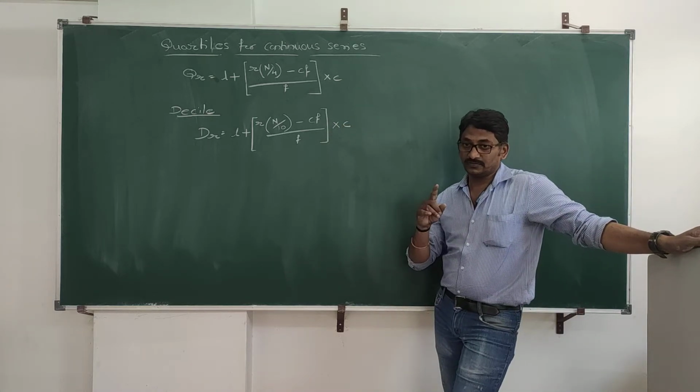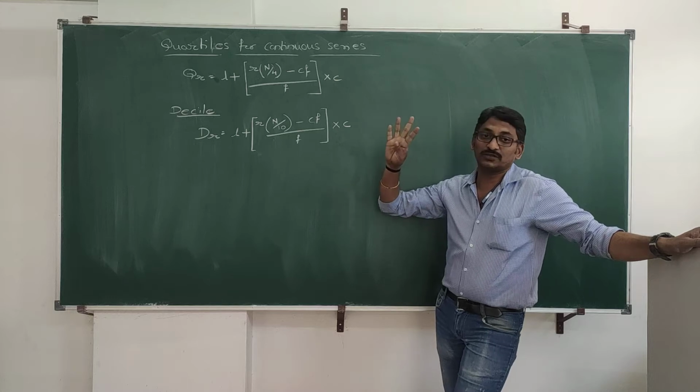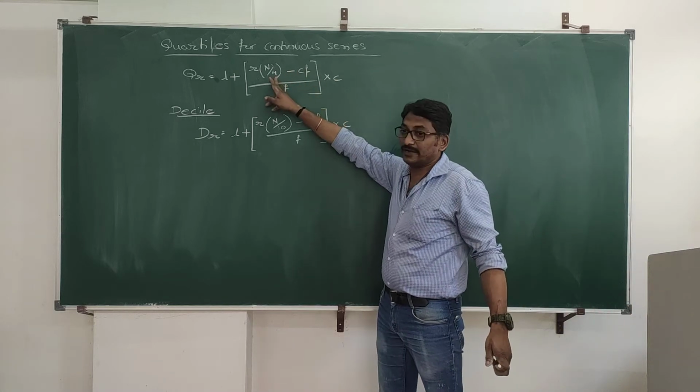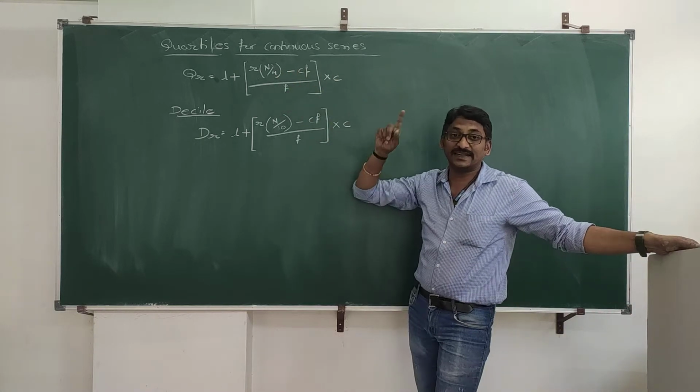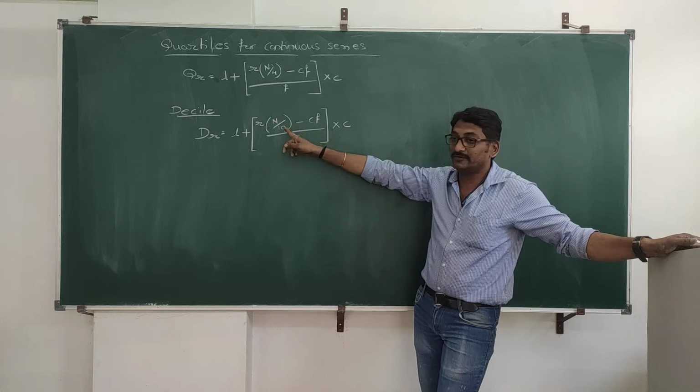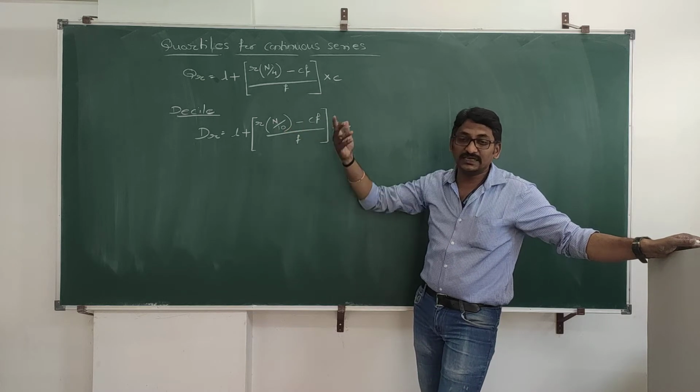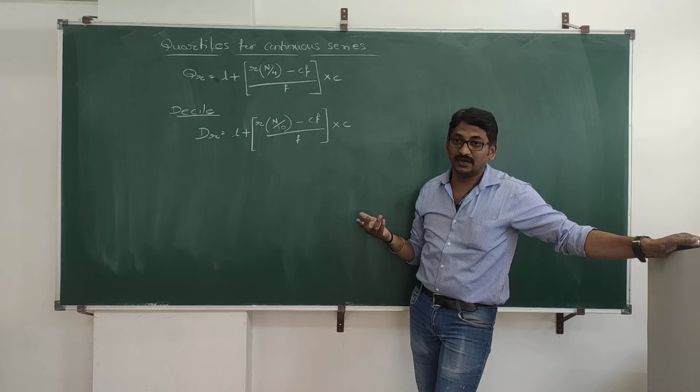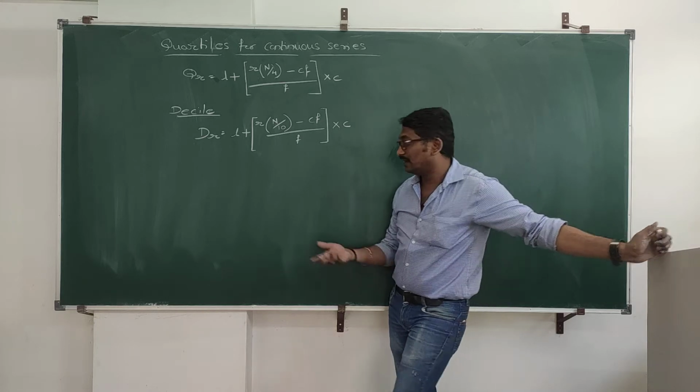Yesterday I have given you that quartile is nothing but the fourth part of the observations, so we have to divide by 4. Decile is the 10th part of the observations, so we have to divide by 10. You can easily create the formula of percentile. How to create the formula of percentile?